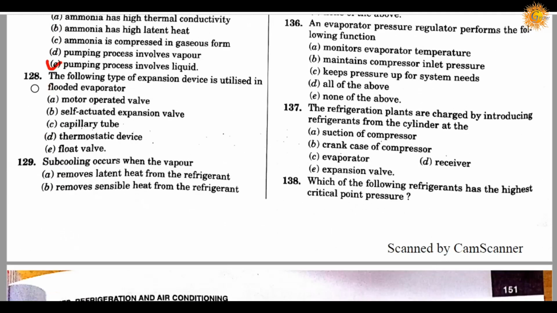Question number 128. The following type of expansion device is utilized in a flooded evaporator? Option A, motor operated valve; option B, self actuated expansion valve; option C, capillary tube; option D, thermostatic device; option E, float valve. So the correct answer will be E. It will be a float valve. Question number 129.